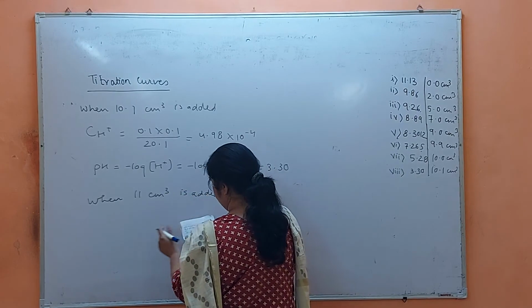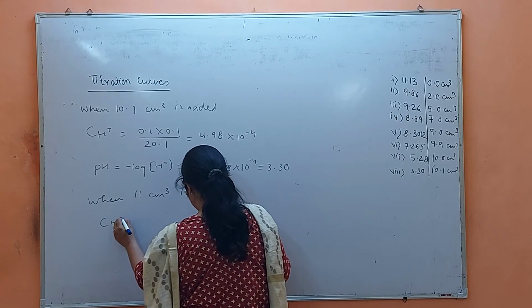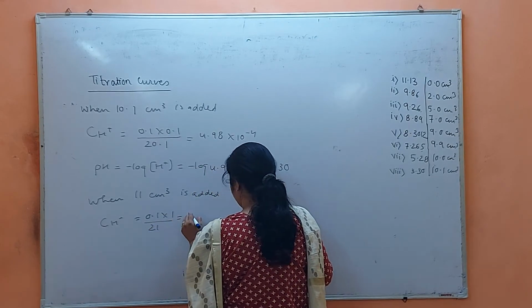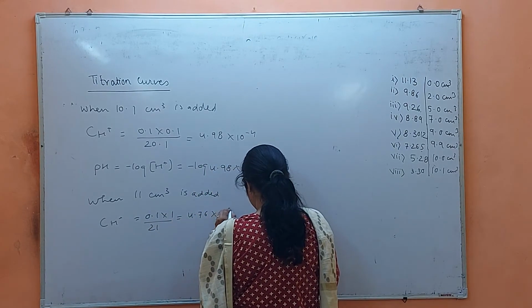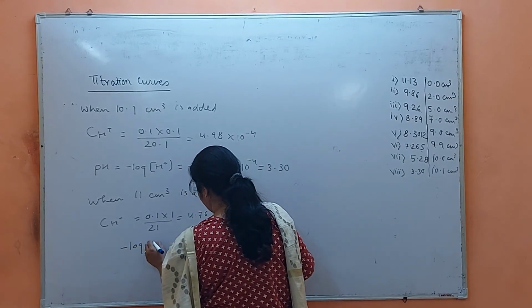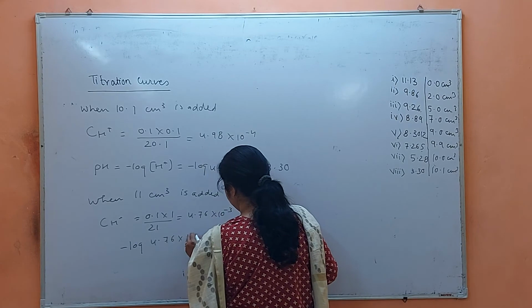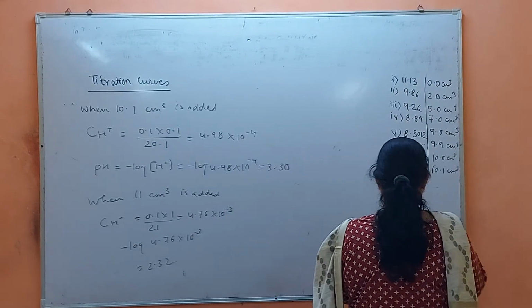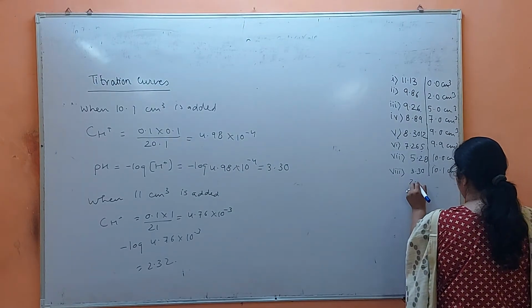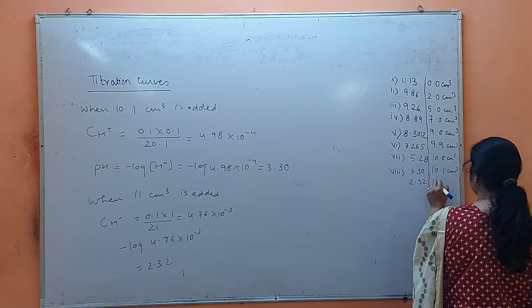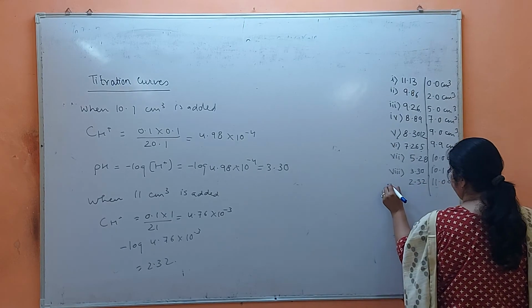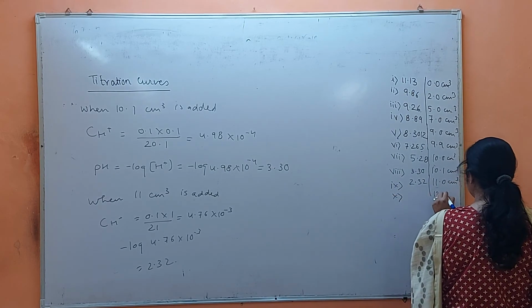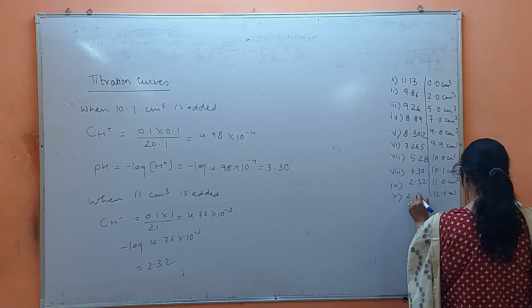Now say when 11 cm cube is added, C of H plus will be equal to 0.1 into 1 divided by 21, which is 4.76 into 10 raised to minus 3. So negative log of 4.76 into 10 raised to minus 3 will be equal to 2.32. So it comes out to be 2.32 when 11 cm cube is added. And when 12 cm cube is added, the answer would be 2.04.